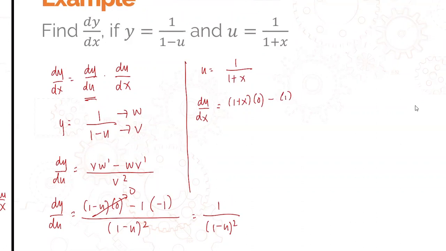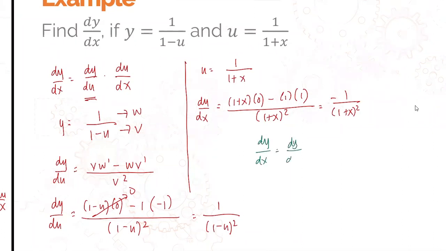U times the derivative of the denominator over 1 plus x squared. So we have negative 1 over 1 plus x squared. Okay? So meron tayong value para sa du over dx tsaka dy over du. So yung final natin will be dy over dx is equals to dy over du times du over dx. So we have 1 over 1 minus u squared times negative 1 over 1 plus x squared.